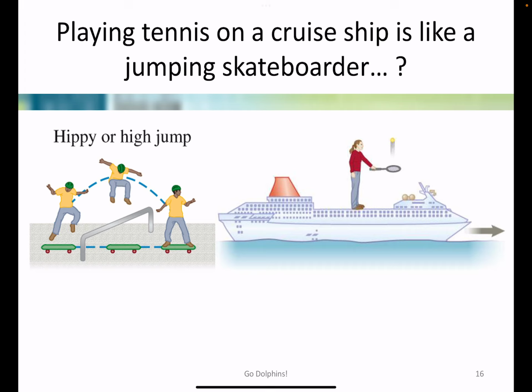So let's consider this scenario. If you are playing tennis on the deck of a huge cruise ship traveling forward, you can hit the ball straight up off your racket and it returns back to your racket. You don't need to consider the speed or direction of the ship.